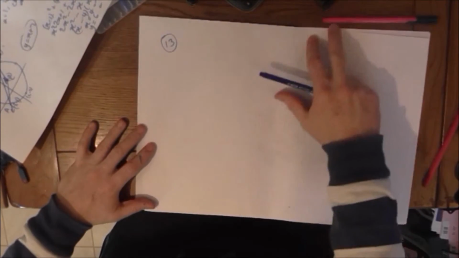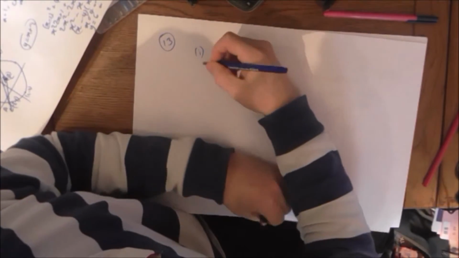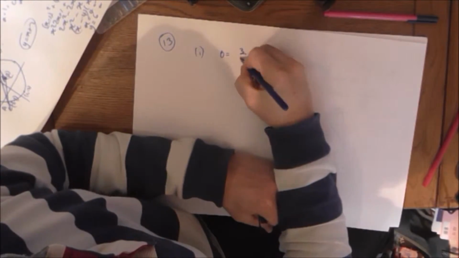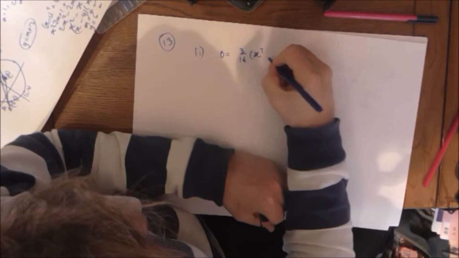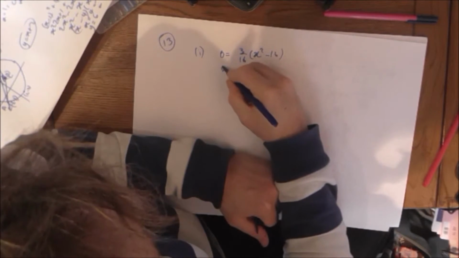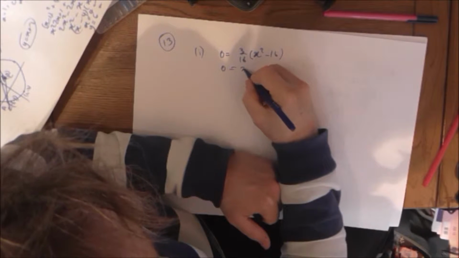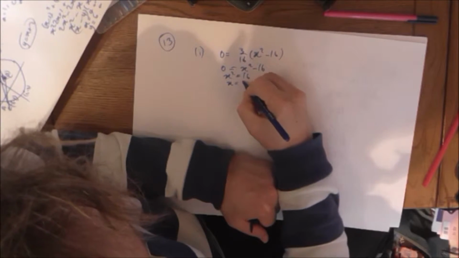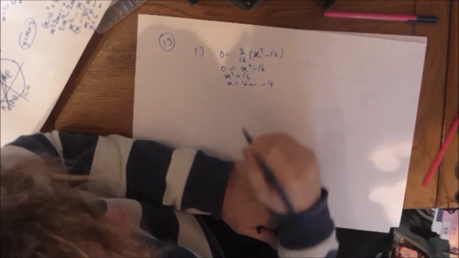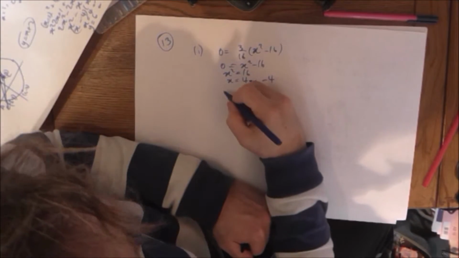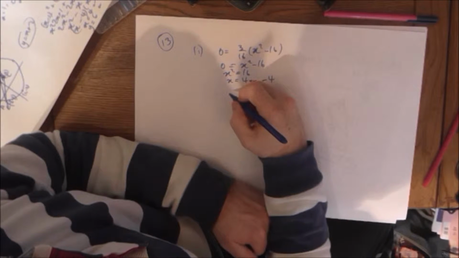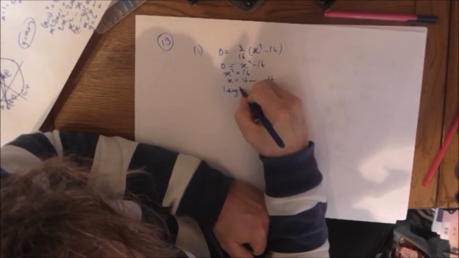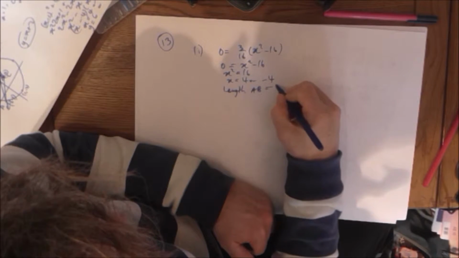So, question number 13, here we go. Roman numeral part 1. Finding the x-intercepts by making y equals 0. Times by 16 divided by 3. So therefore it is symmetrical. Let's not forget to answer the question. Length AB equals 8 meters.